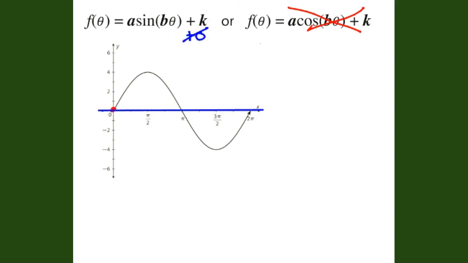And then just look at the amplitude. So starting at 0, we're getting up to positive 4 and down to negative 4. So I know the amplitude is 4. So we got 4 sine theta. And since we finish one complete cycle by the time we get to 2 pi, this is really going to be 1 theta, but we don't really need to put the 1 there. So this is just 4 sine of theta would be our answer.